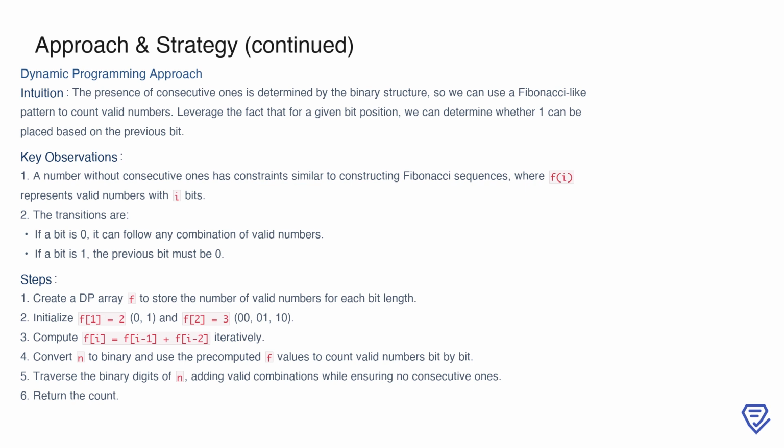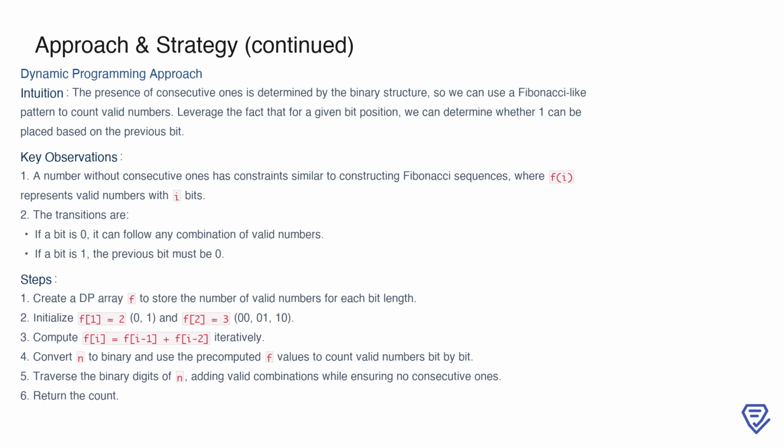First, let's break it down conceptually. For a given bit position, whether you can place a 1 depends on the previous bit. This constraint allows us to define a recurrence relationship. Specifically, we observe that f(i), the count of valid numbers with i bits, can be calculated as f(i-1) plus f(i-2). This is because if the current bit is 0, it can follow any valid combination, but if it's 1, the previous bit must be 0.